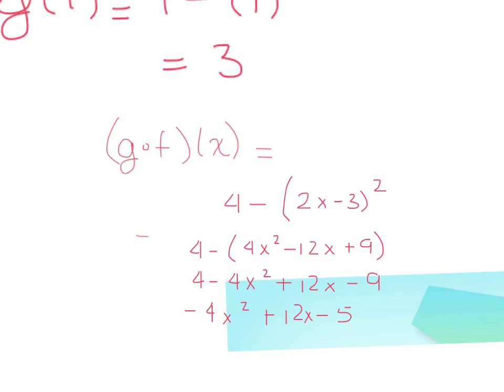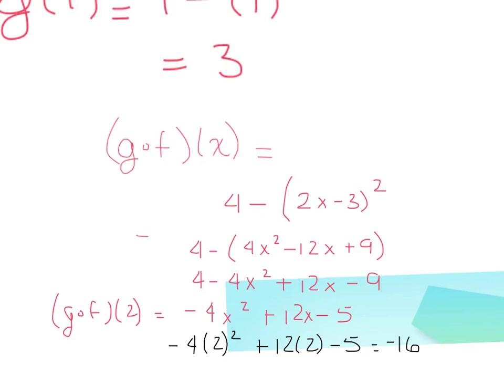And now I want to substitute the 2, because remember we had g of f of 2. So wherever x is, I'm going to substitute a 2, and that looks like this. So negative 4 times 2 squared plus 12 times 2 minus 5. So that's going to be negative 16 plus 24 minus 5. And that gives me 3, which is the same answer as I got before. So you have a couple options for this particular problem.